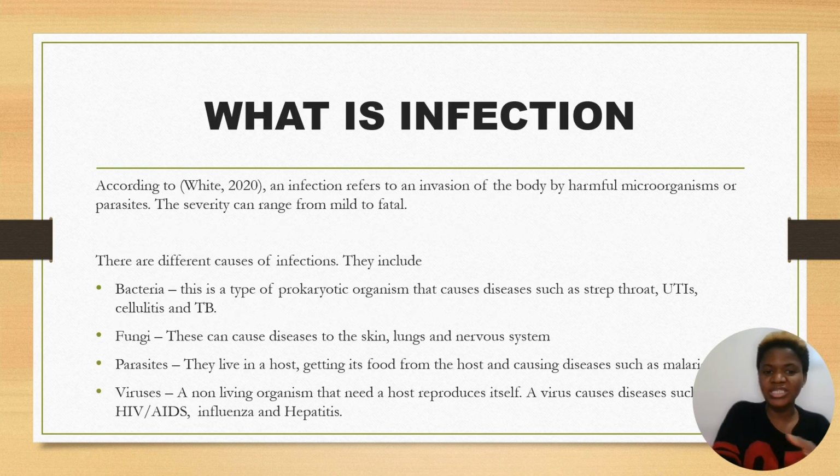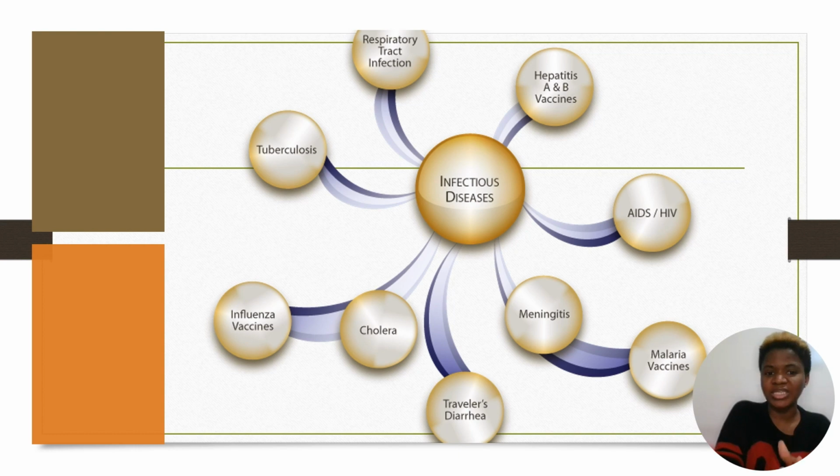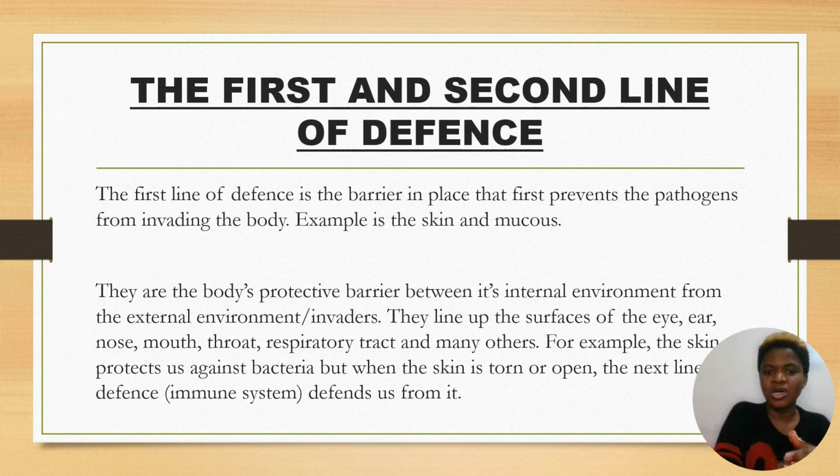So let's dive in. What is infection? Infection, like we know, refers to invasion of the body by harmful pathogens or harmful microorganisms. Some of the causes of infection include bacteria, fungi, parasites, and viruses, and these cause varieties of infections. Here we see an image illustrating different types of infectious diseases that we have, like tuberculosis, cholera, meningitis, etc. Now, how does our body prevent or defend us from these infections?